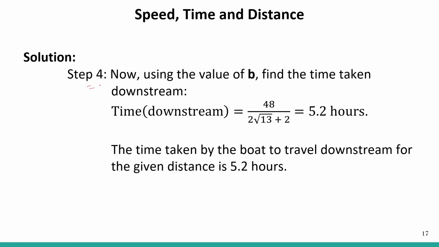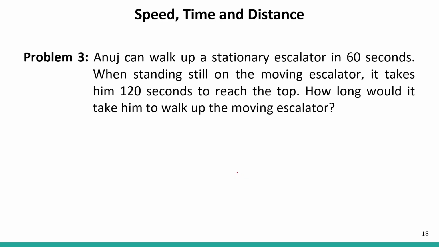So let's see step 4. So now using the value of B, find the time taken downstream. So time of downstream is equal to what? 48 by 2 root 13 plus 2 is equal to 5.2 hours. So the time taken by the boat to travel downstream for the given distance is 5.2 hours. Okay, so this is the amount of time it will take for the boat to travel downstream, okay, for the given distance.